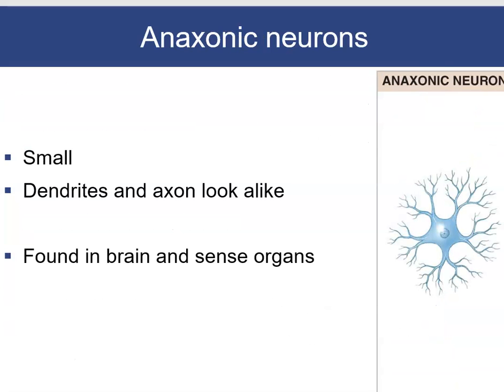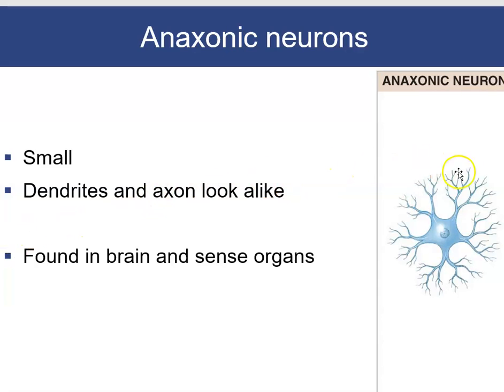Now, neurons come in different shapes and different types. So we're going to look at the structural classification of the neurons. This one here is anaxonic. An means absence of an axon. So when you look at this, it appears that there is no axon, that it is all dendrites. These are very small neurons, and as I said, the dendrites and the axons all look the same.